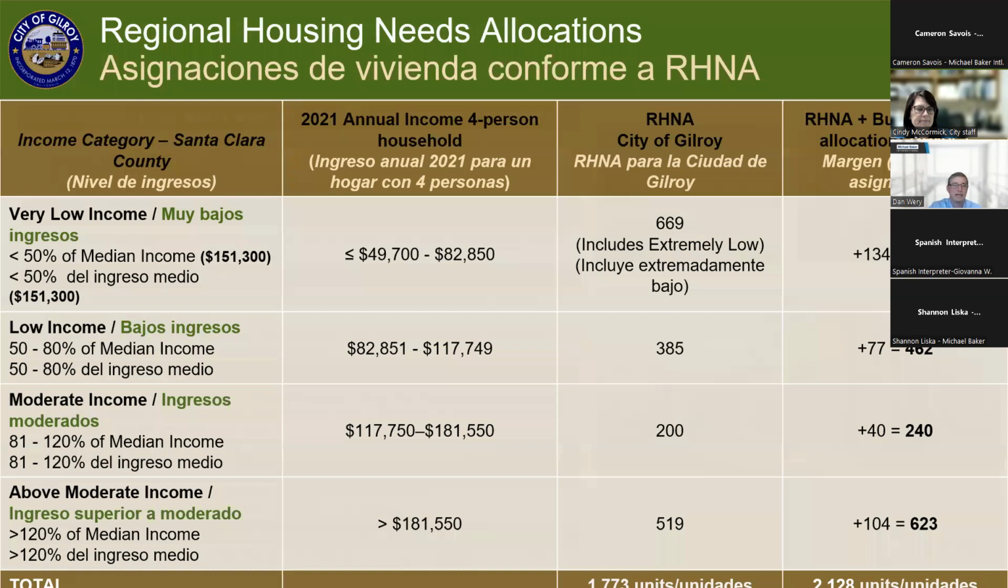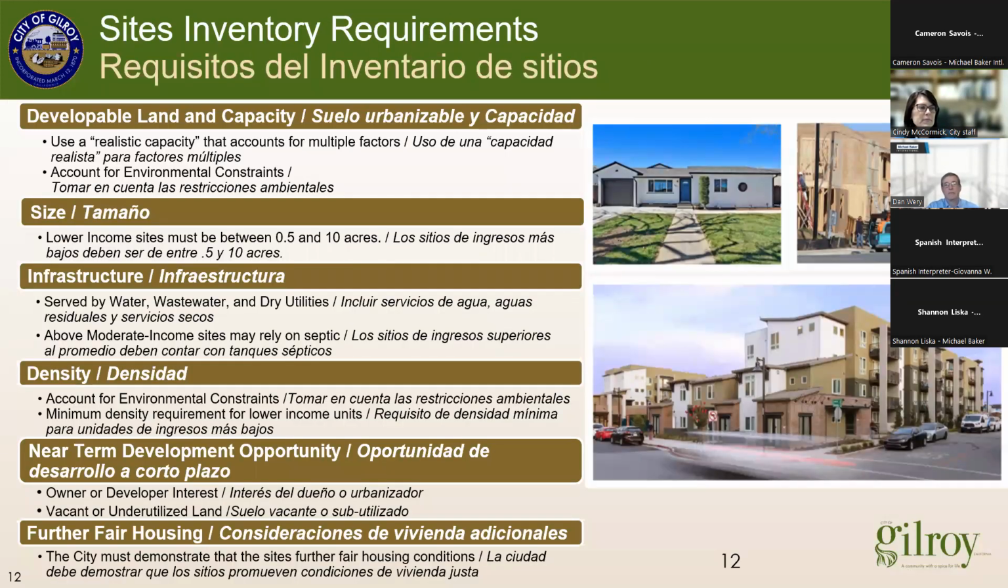Okay, enough about that. As I mentioned, to meet those numbers, we need to identify a number of different sites throughout the city that meet those requirements. So we look at the land use. We're making sure the sites we're looking for are developable and have the right capacity. For that, we look to see if they're vacant or if there's already something on the properties, if they've been improved to some extent. We look to see that they have the right size. The state wants to see sites that are between 1/2 acre and 10 acres in size.